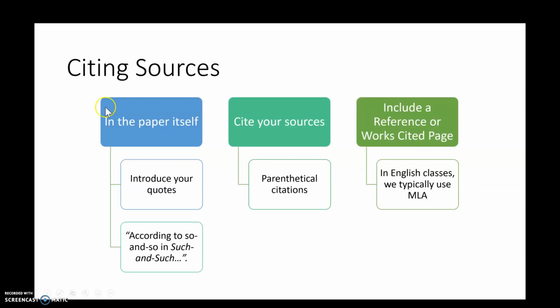So when you're citing sources, remember to cite them in the paper itself by introducing your quotes, such as according to so-and-so and such and such, to cite your sources with parenthetical citations per MLA, and include a reference or works cited page. In MLA, it would be a works cited page. In APA, if you're in like social sciences, then you'll use a reference page.